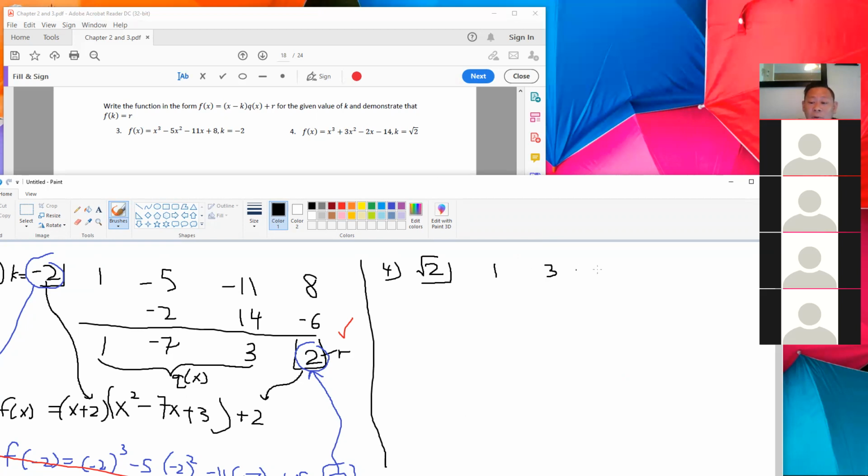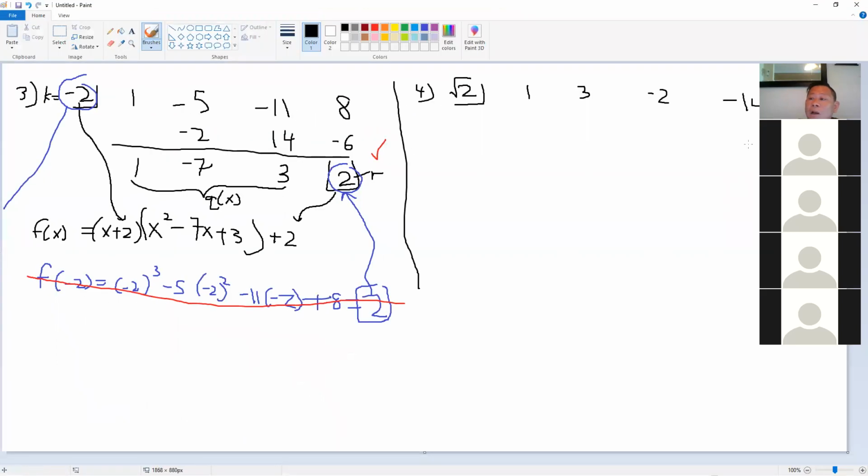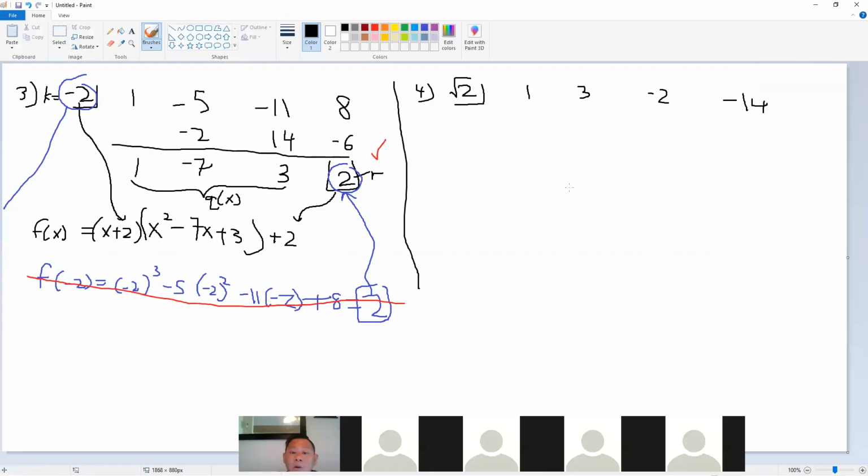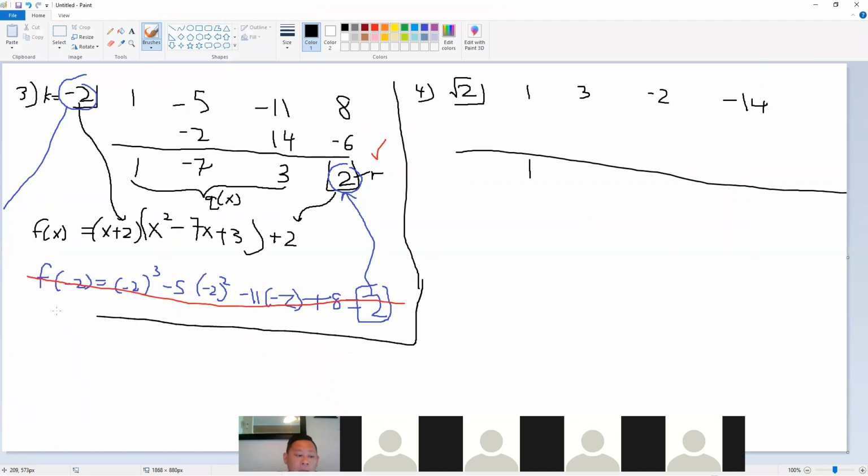I'm going to spread these numbers a little bit apart, negative 2 and negative 14. I'm going to show you what happens when you have a square root number. So you drop the 1, and then 1 times root 2 is root 2. Now, when you add this, they are not like terms. It's not 5 or root 5. This is actually 3 plus root 2.